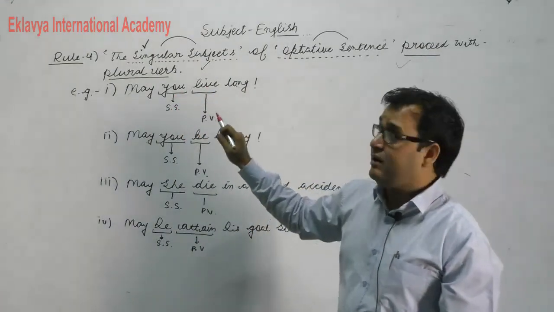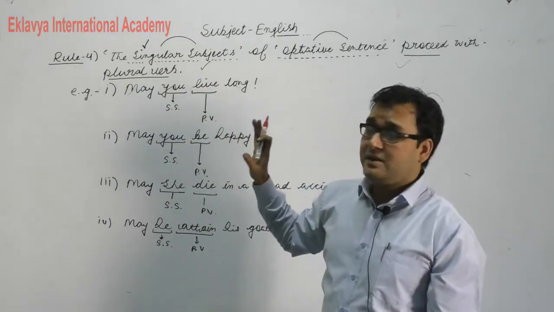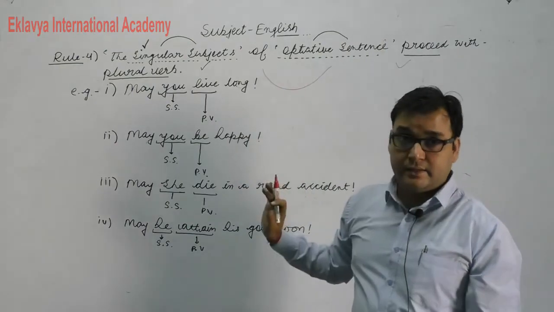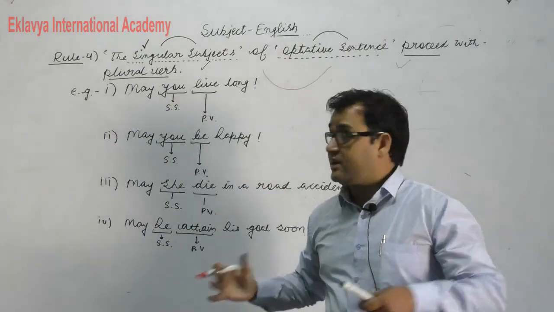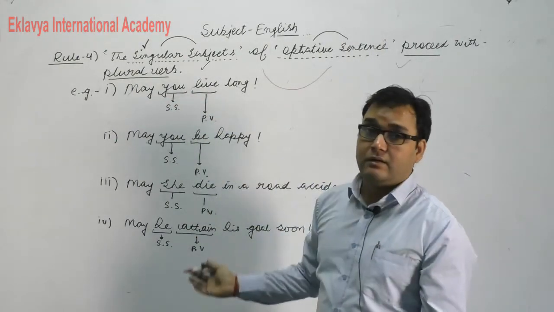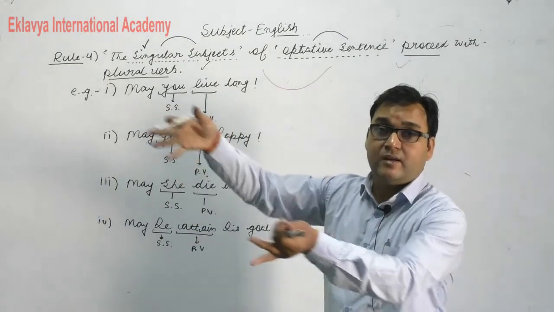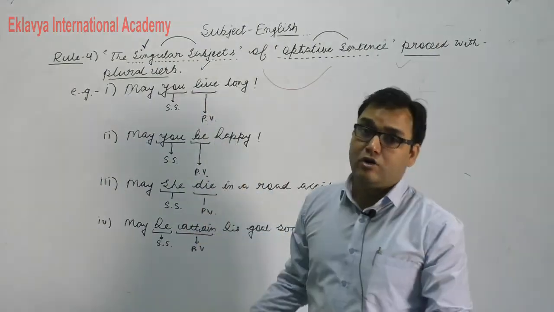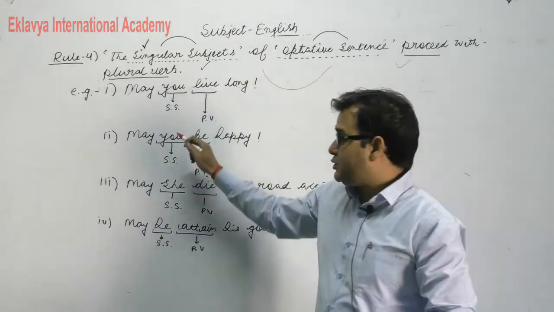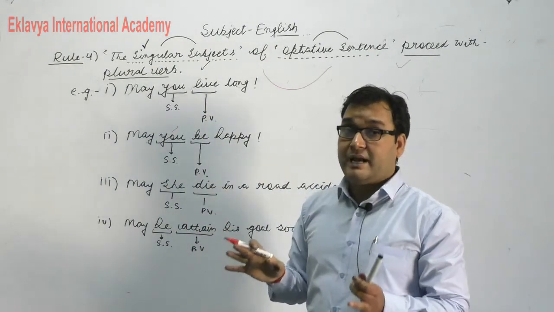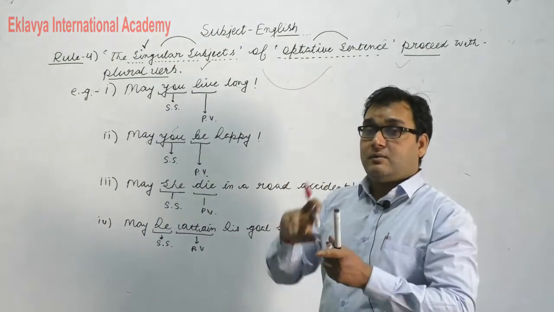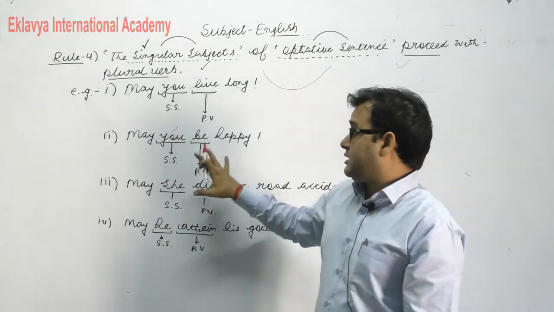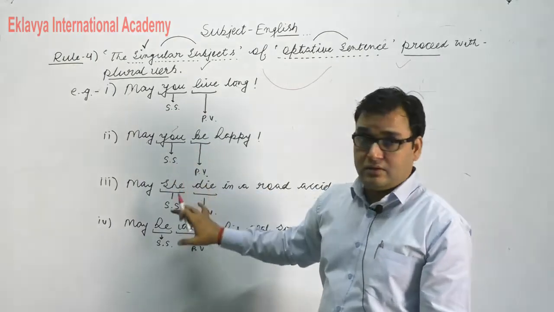Because I'm talking about rule number 4, which speaks about singular subjects of optative sentence. We can also use plural subject like may they live long. वो लंबी उम्र जिए, उनकी आयु लंबी हो. May they live long. May you be happy. May you all be happy. Okay, you can denote a single person or more than one person. There is no problem. But here I have expressed the idea of subject as a singular subject with plural verb.